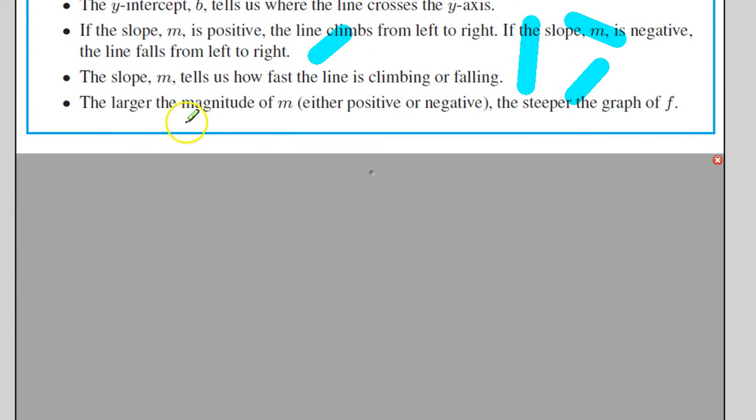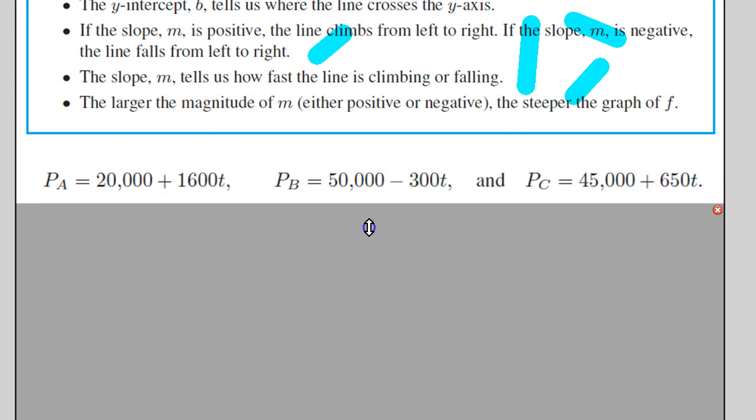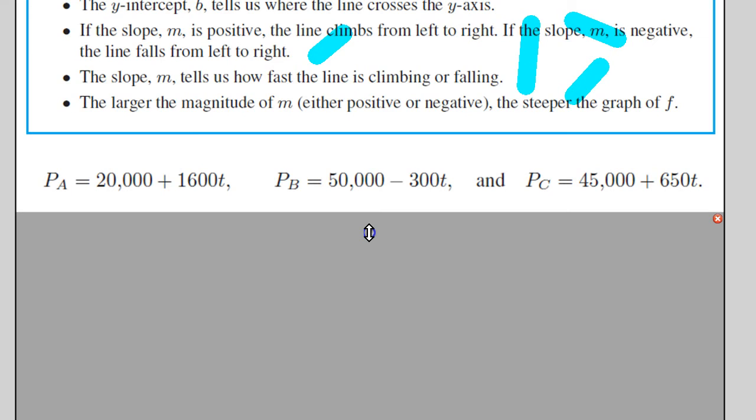The steepness is based off the size of the magnitude, the size of the slope. Okay, so let's take a look at three different linear equations. And they're in terms of t for time and p, I believe, for population. And without even graphing, I can give you some comparisons.